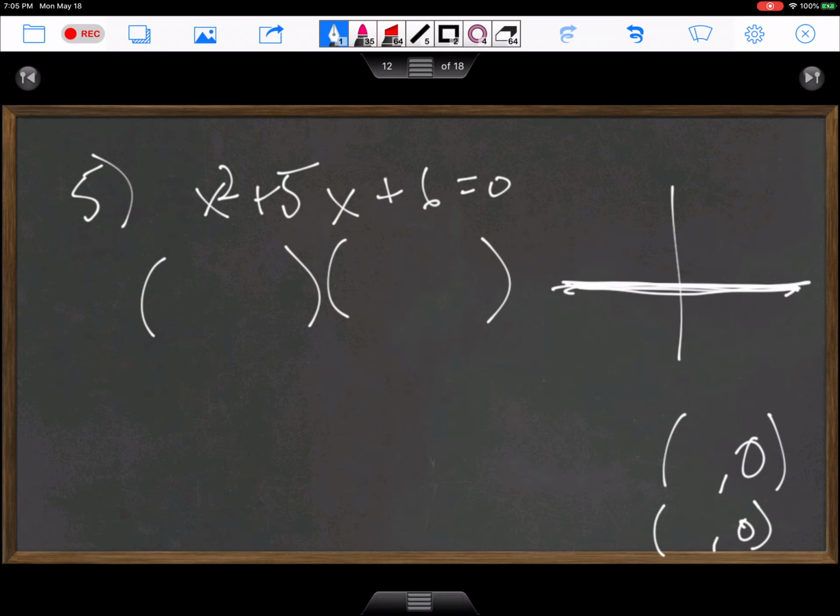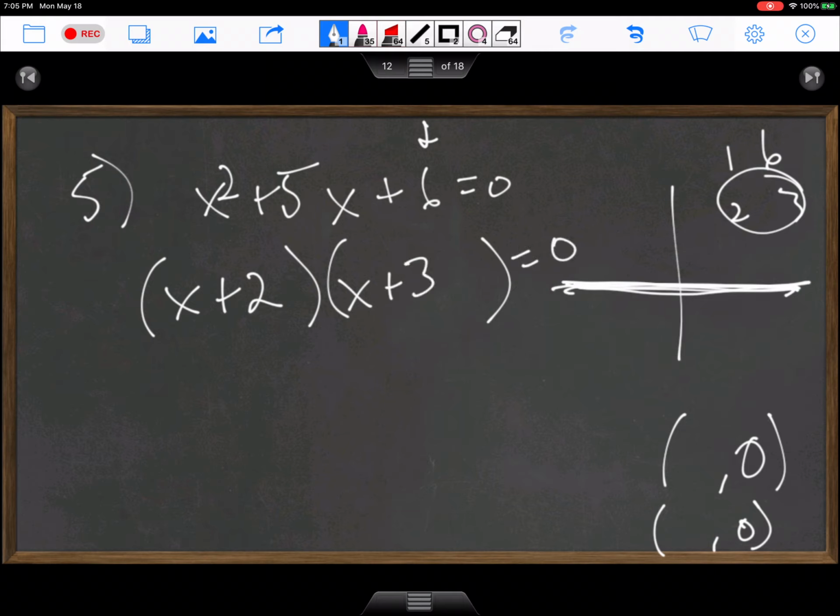And remember, we're going to see this third term, and factors of 6 would be 1, 6, 2, and 3. And remember, the middle term has to be the sum of those. So I'm going to be using the 2 and 3. All right, so there's my factored form, my 2 binomials. This is equivalent to my original equation. Notice it's set equal to 0.